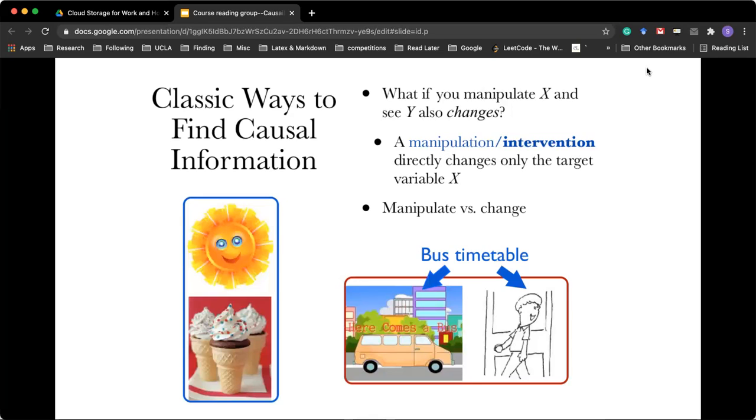If we can do this, for example, make the temperature very high, then we can observe whether the sales of ice cream will also be high. If it is, then okay, it is causal. And then suppose we adjust and increase the sales of ice cream, what will happen to the weather? We know that nothing will happen. So by doing this manipulation, we can know the causal relation, the causal direction between those two variables, weather and ice cream.